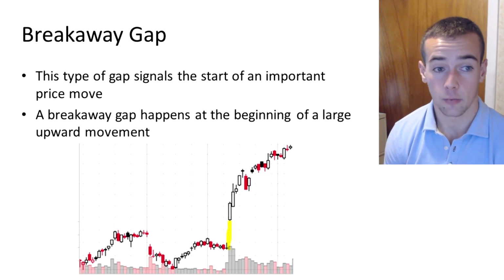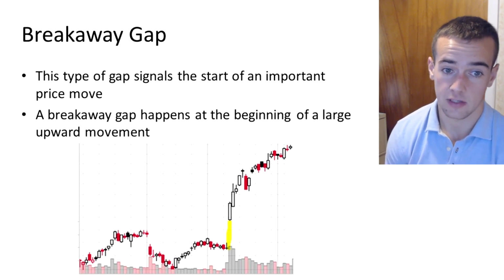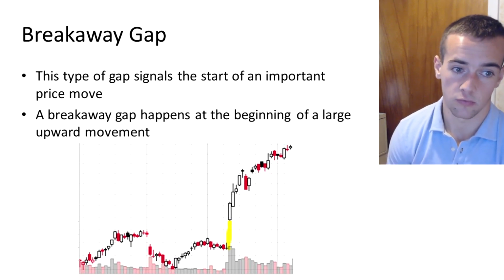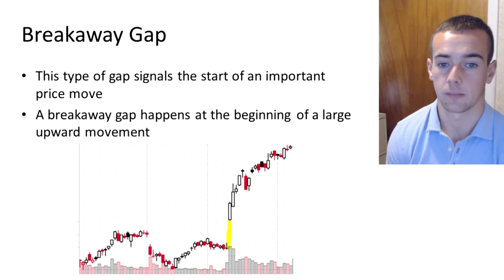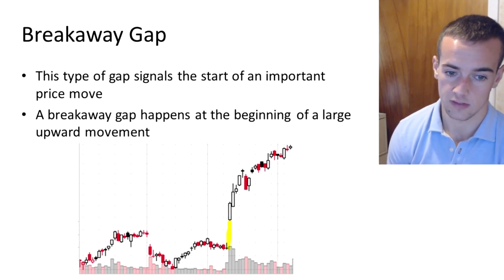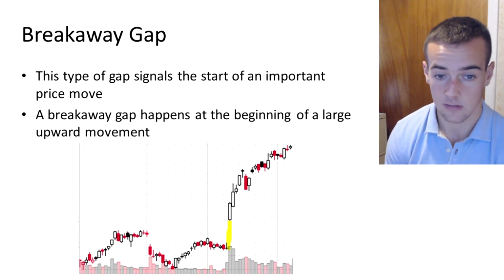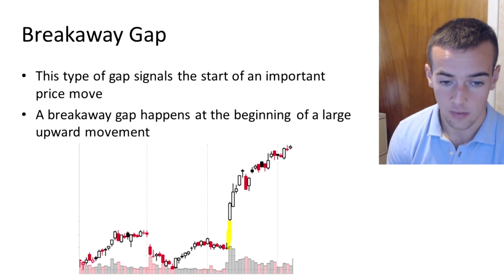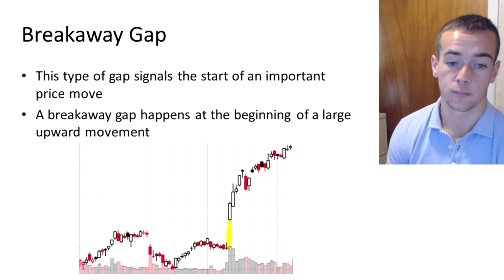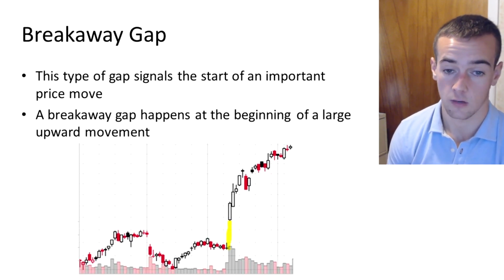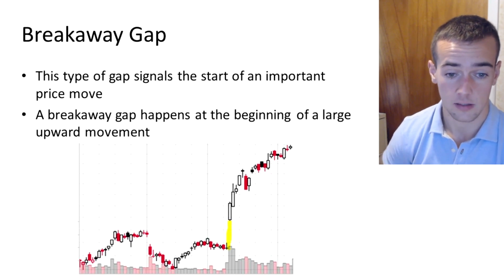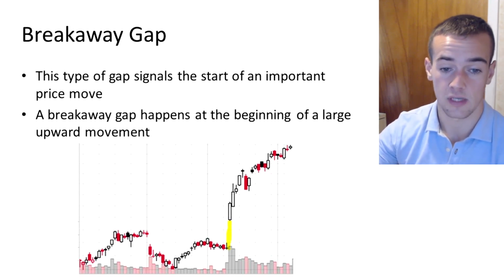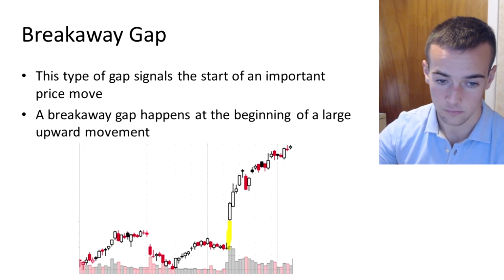So first we have the breakaway gap, and this type of gap signals the start of an important price move. A breakaway gap happens at the beginning of a large upward movement. Obviously there was an absence of trading due to a large number of buy orders. The demand drove the price up and the stock gapped open, and this breakaway gap symbolized the beginning of a very strong uptrend for this stock. And as you can see looking at the volume, this was a breakaway gap on strong volume, good up volume at that point.